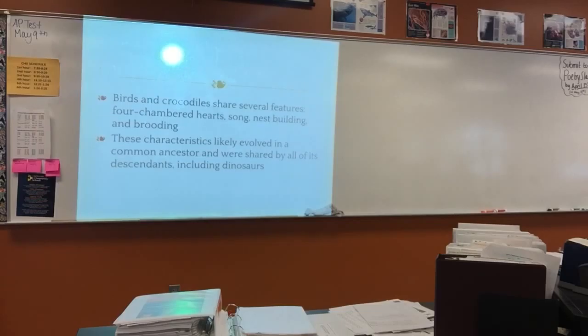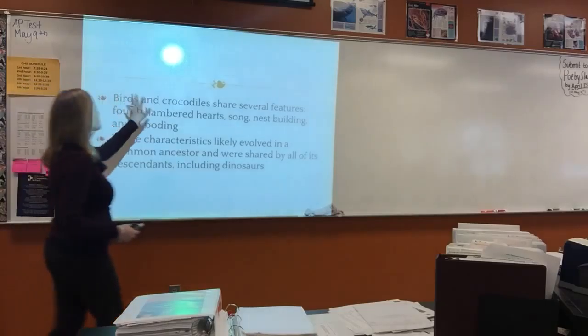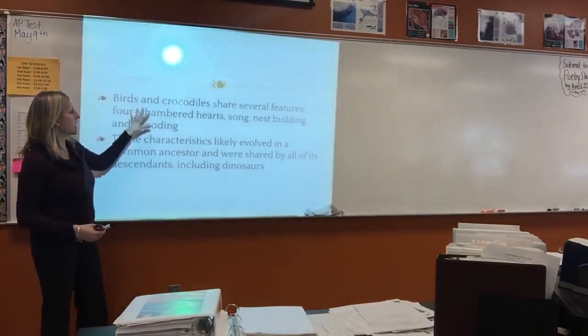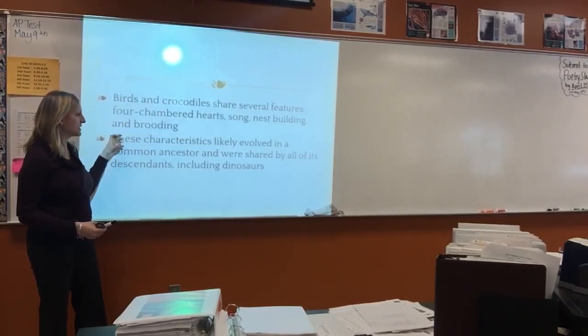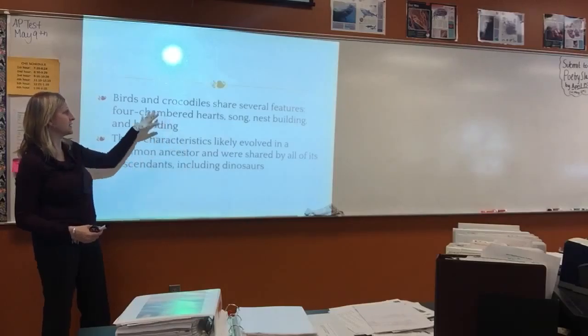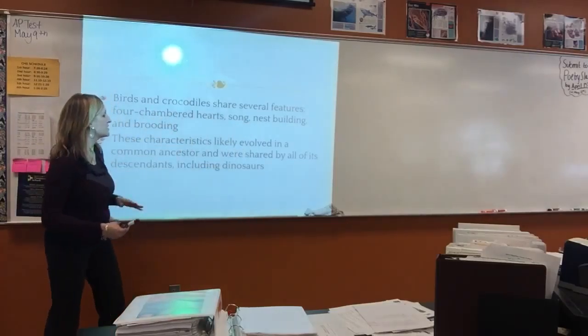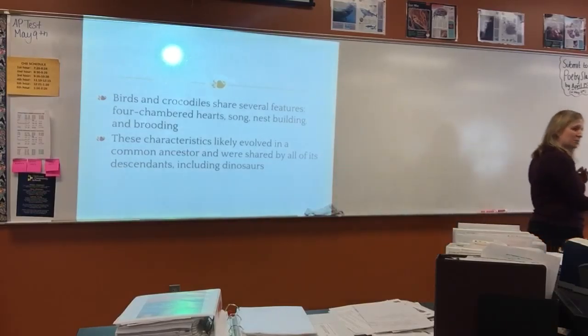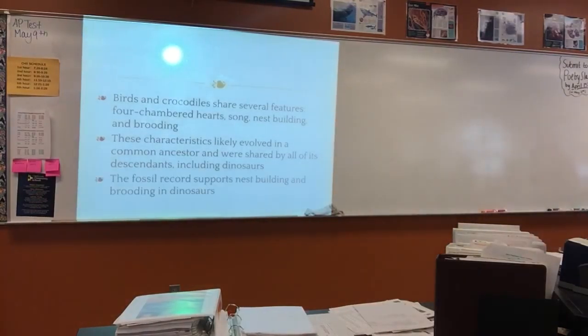So the question is, since birds and crocodiles share these 4 characteristics, and they have come from a common ancestor in which also dinosaurs have come from that same common ancestor, do dinosaurs have these things, all right? And so that's what we're talking about inferring, but it doesn't prove. And so when we find things that prove that, it supports that inference.